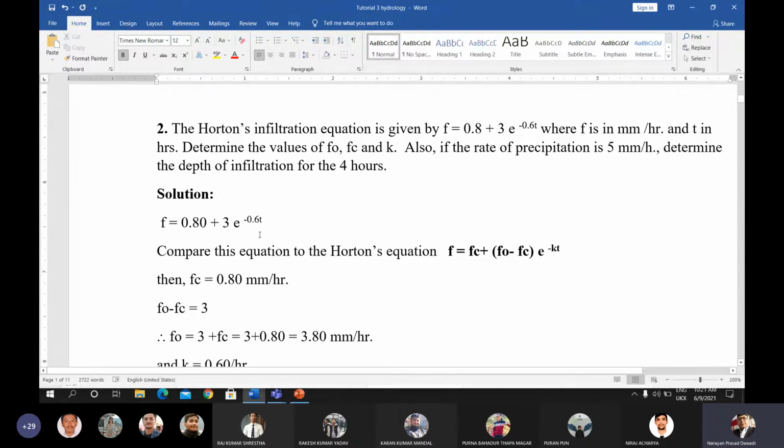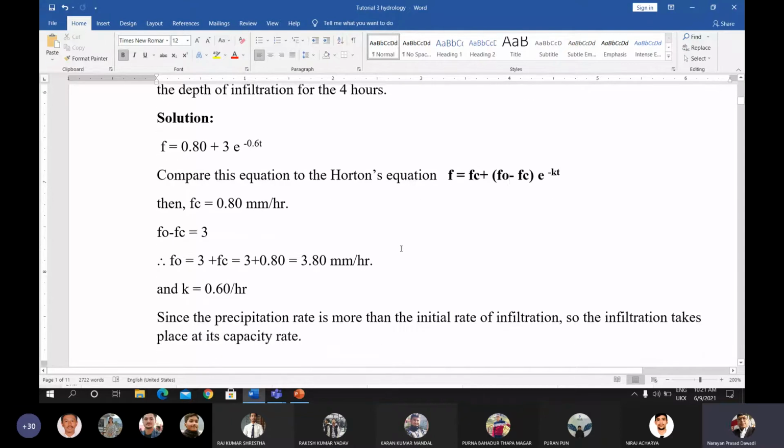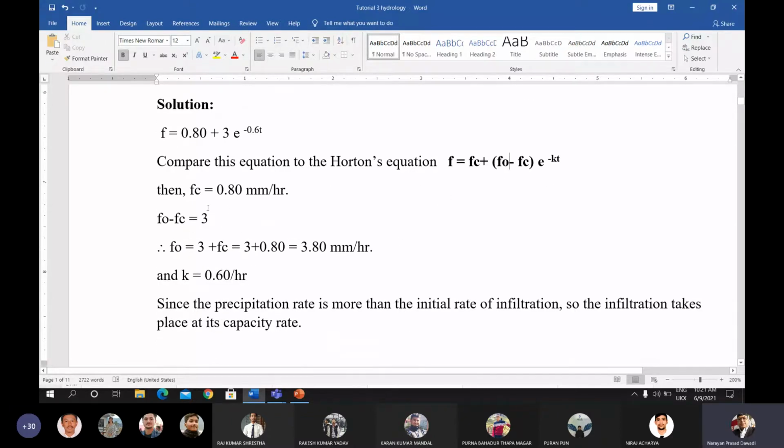And f naught minus fc will be 3. The value of k will be 0.6. The time is not provided here, so we have to take the time as 4 hours and find the total depth of infiltration from 0 to 4 hours. After comparing, fc will be 0.80 and f naught minus fc is equal to 3, so putting the value of fc in this equation, f naught will be 3.80 mm per hour.